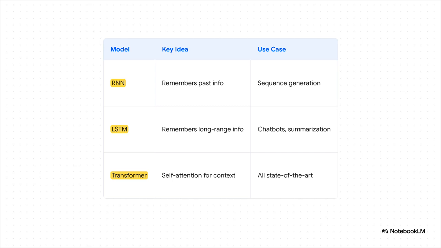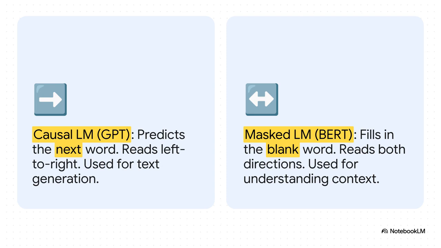Instead of reading word by word, it uses this incredible thing called self-attention to look at the entire sentence at once, figuring out which words are most important to each other. It gets the whole picture, and it's the brain behind every top-tier model today. And what's really cool is that even within the transformer family, there are 2 different approaches.